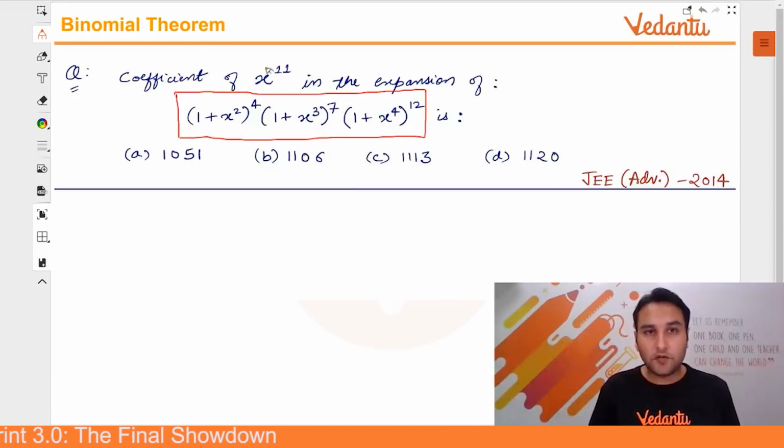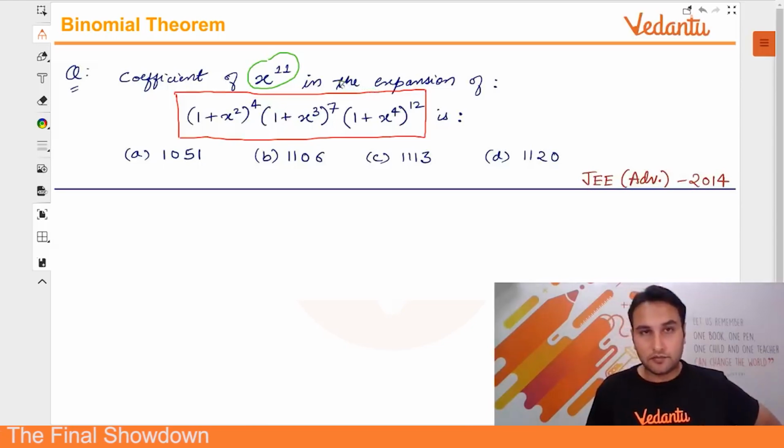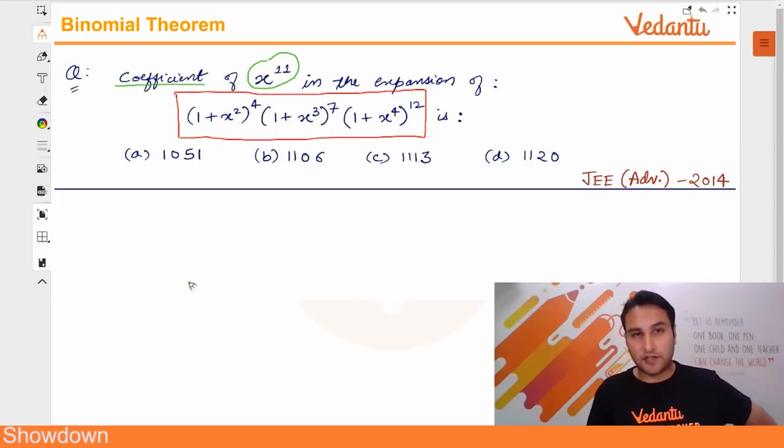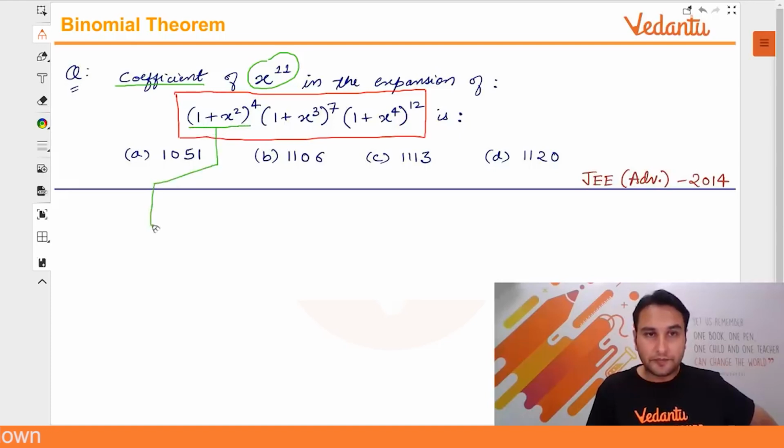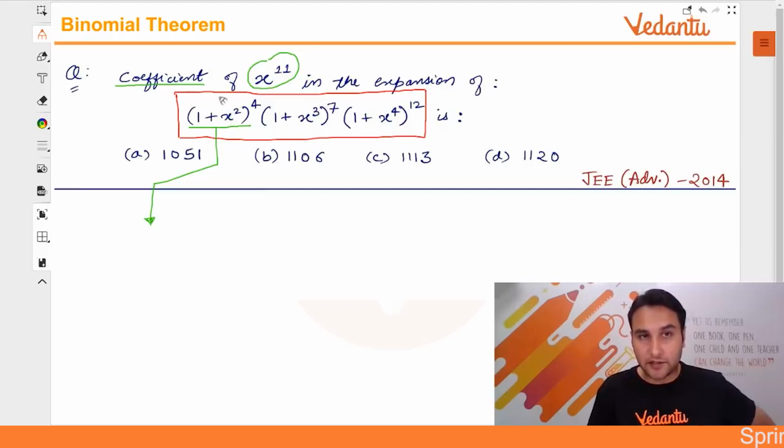But of all those terms which get created, we want that term in which the power of x will be 11. We want the coefficient of that term in which x to the power 11 will come. Okay? First of all, think like this. Tell me, whatever be the terms here, what will be the powers of x that its expansion will give?